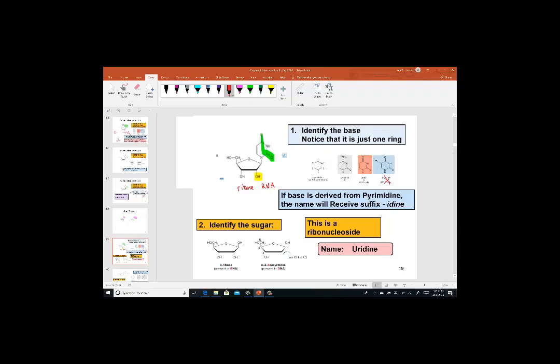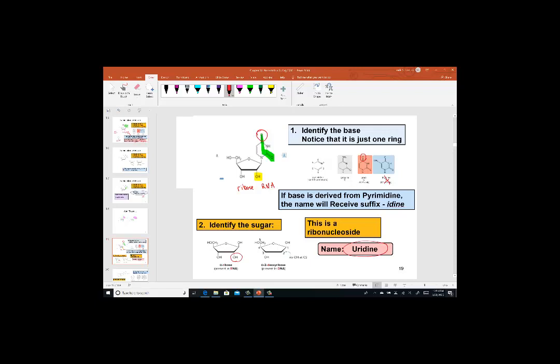Well, the key here is that the top functional group matches uracil. Cytosine would have an amine group up there, whereas the uracil has a ketone. So if the base here is deriving from pyrimidine, you're going to change its name into an -idine, right? And I see that the sugar itself is ribose. It's got the OH group, so we don't hear deoxy in there. We just strictly say uridine.